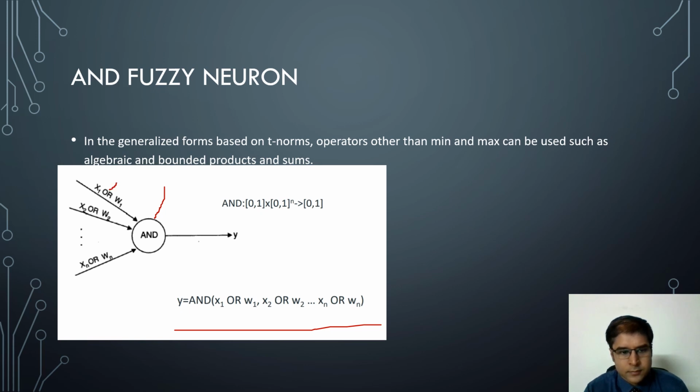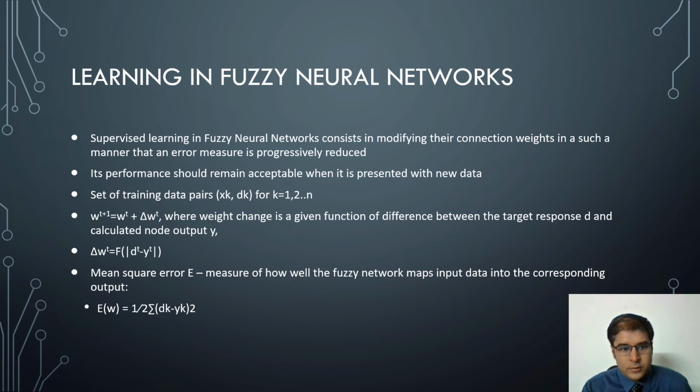Learning in fuzzy neural networks. Supervised learning in fuzzy neural networks consists in modifying their connection weights in such a manner that an error measure is progressively reduced. So, supervised learning in fuzzy neural networks implies that we modify the connection weights in such a manner that error is progressively reduced. Its performance should remain acceptable when it is presented with new data. So, even when we present new data to the neural network, its performance should remain acceptable. A set of training data pairs xk, dk for k is equal to 1 to n are given.